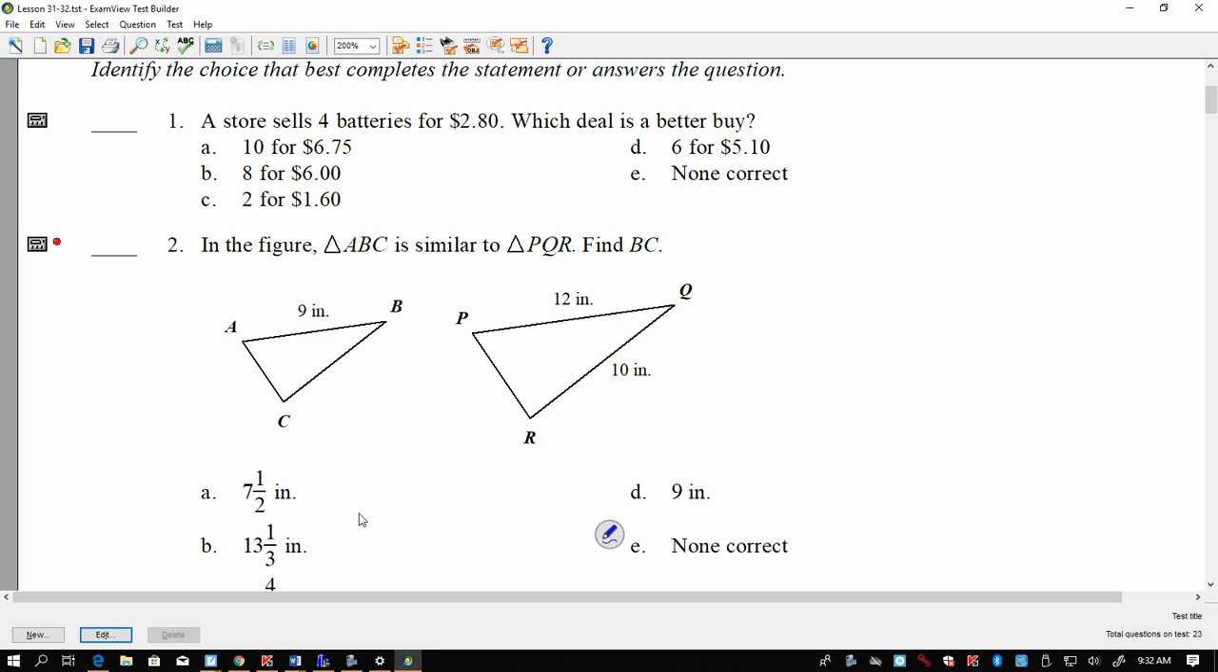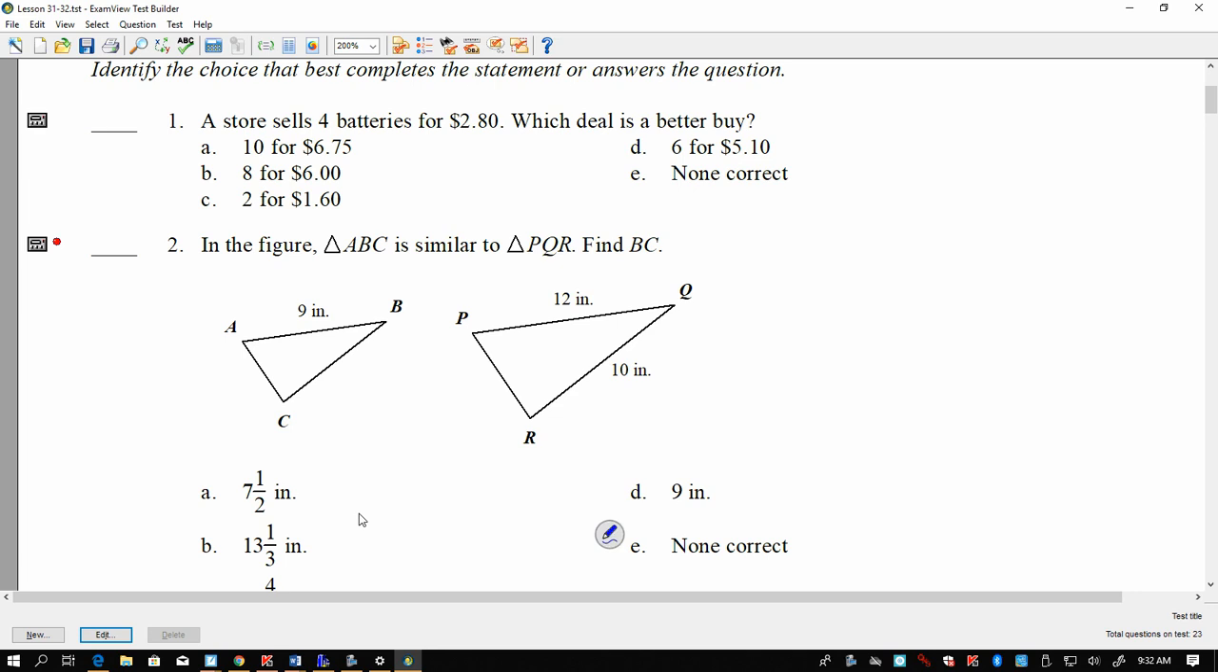Again, I don't know that I can actually write on the board. So let's look at some questions, and this will go back to lesson 31. A store sells 4 batteries for $2.80. Which deal is better: 10 for $6.75, 8 for $6, 2 for $1.60, or 6 for $5.10? How would we go about solving these?